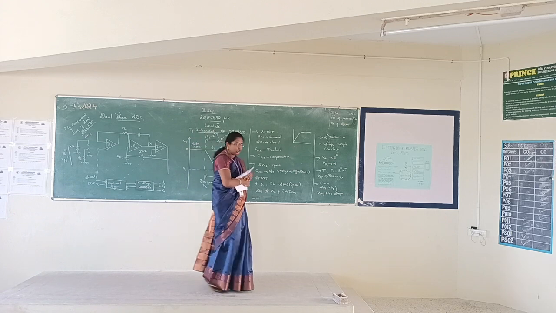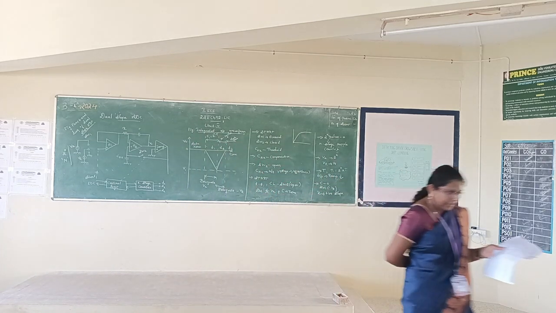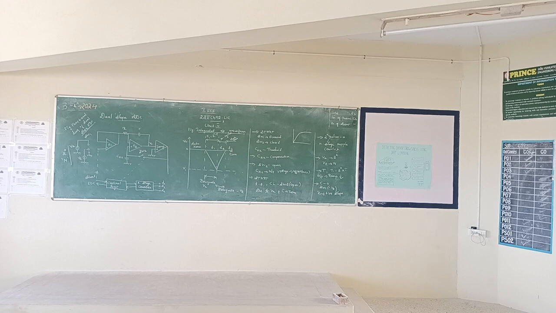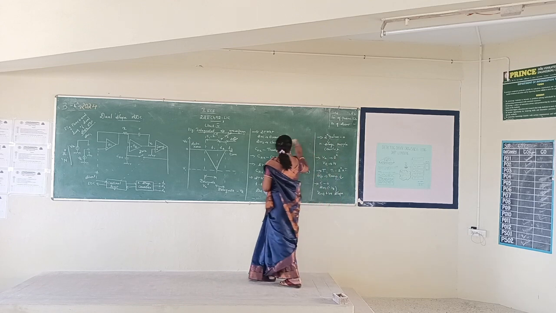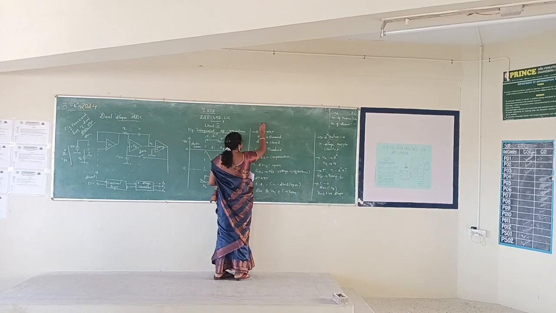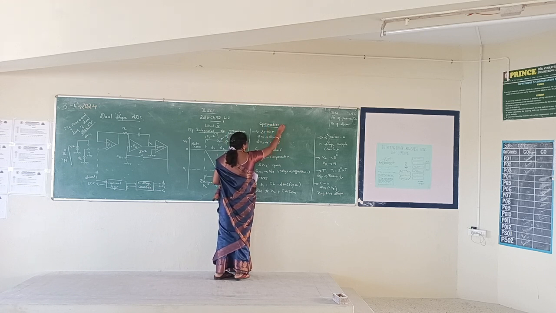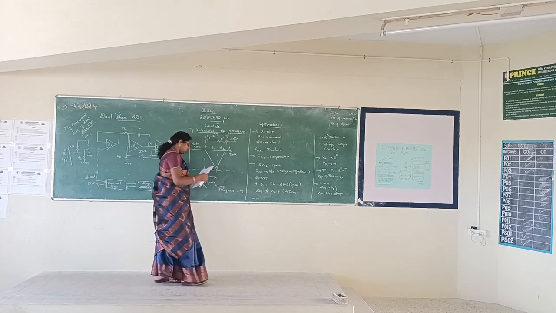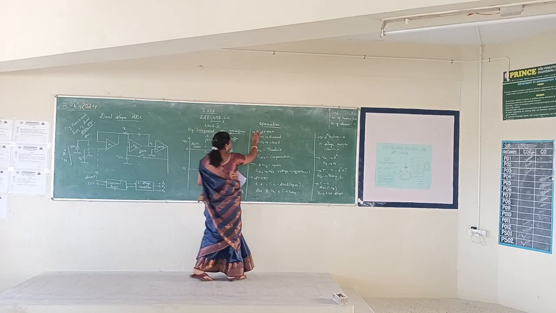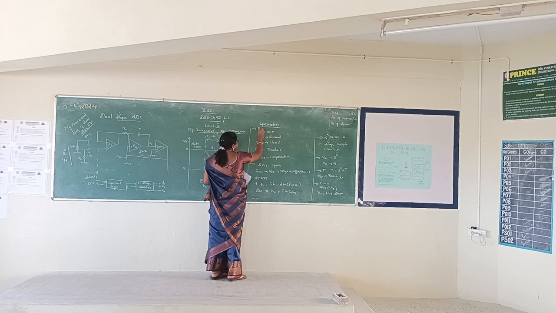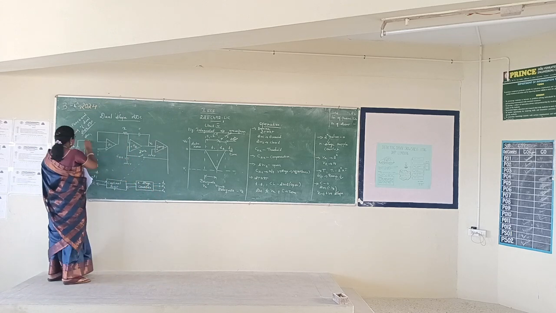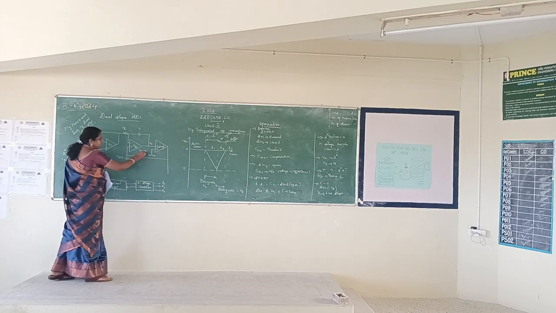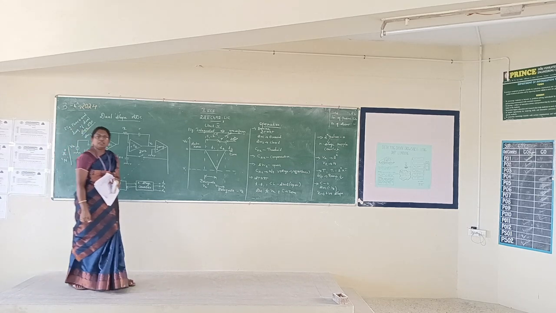Now we are going to see the operation of the dual slope type ADC. So next is the operation. Listen, before the start command, the switch SW1 will be connected to the ground and switch SW2 will be closed. This is before the start command.